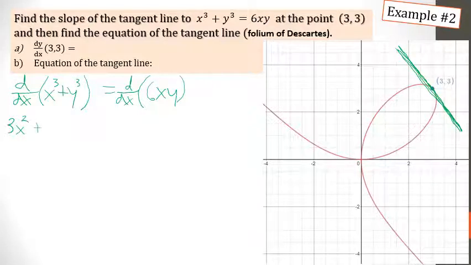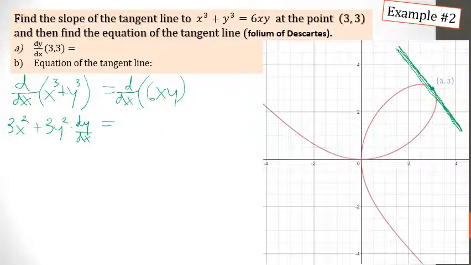The derivative with respect to y is 3y squared, and chain rule dy/dx. So we have the derivative with respect to y, and then the derivative of y with respect to x equals. Now this right side, you have to be very careful about this, guys.